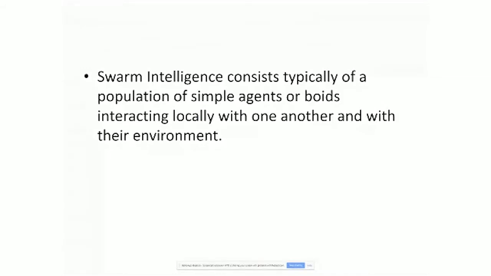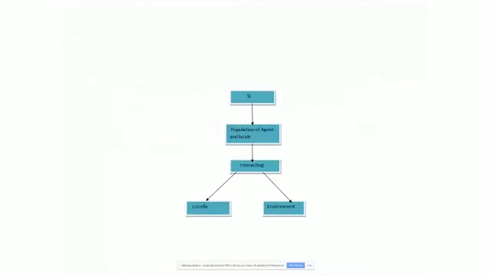So there is one kind of decision required for moving from one place to another. When we implement this concept with the help of agents, which are software programs that help us reach these places, swarm intelligence typically consists of a population of simple agents or boids interacting locally with one another and with their environment. As we see from this figure, there is a population of agents and boids. So how do they interact with each other?